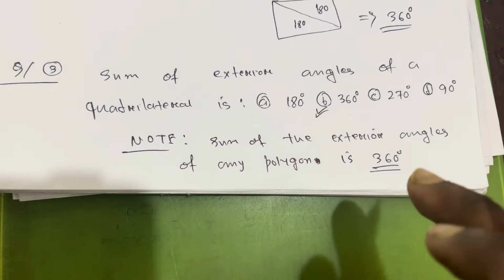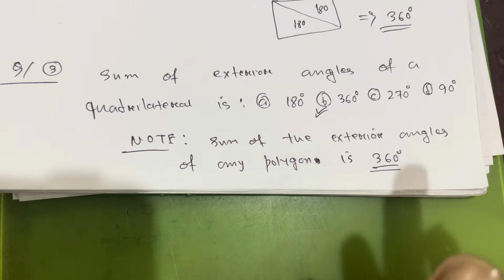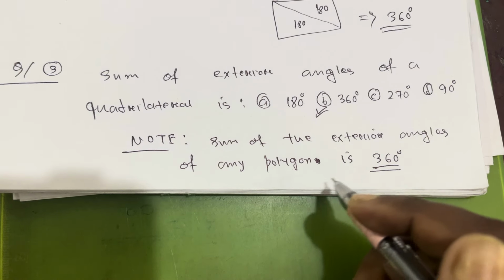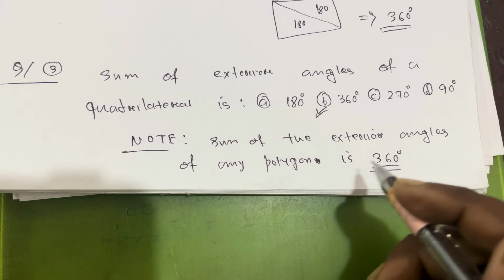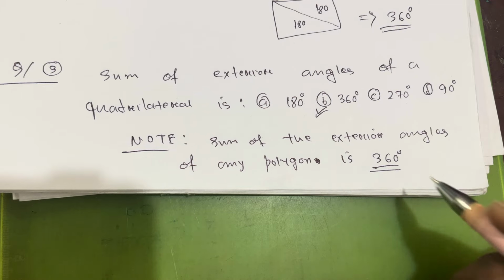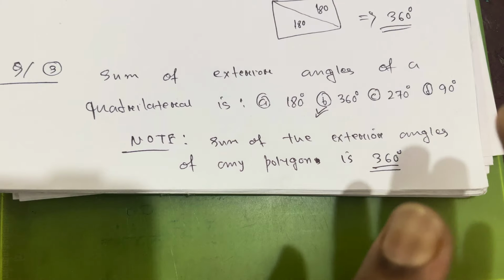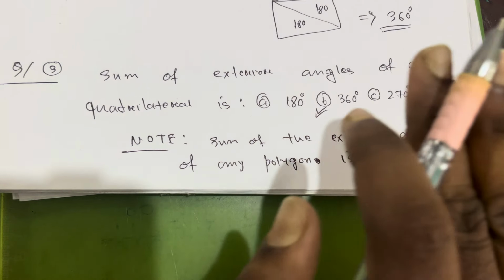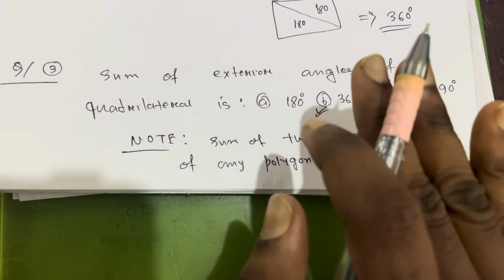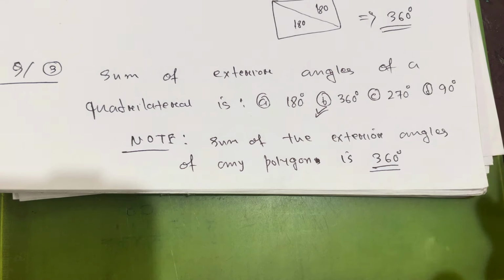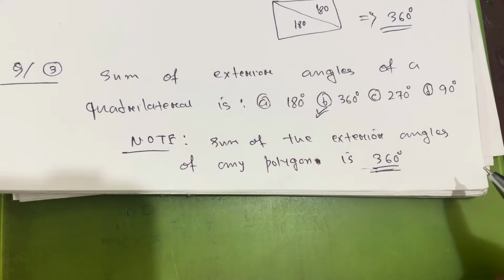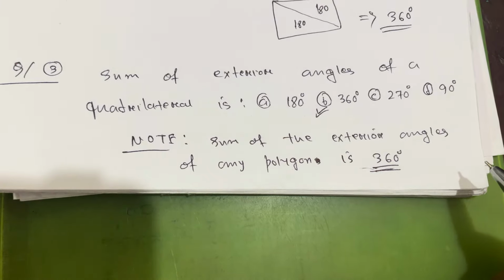But always remember, if the number of sides is 10, that is a decagon, the sum of the exterior angles is also 360. Just remember, the sum of the exterior angles of any polygon, whether it has 3 sides, 4 sides, or 5 sides, is always 360. Okay, so remember this.